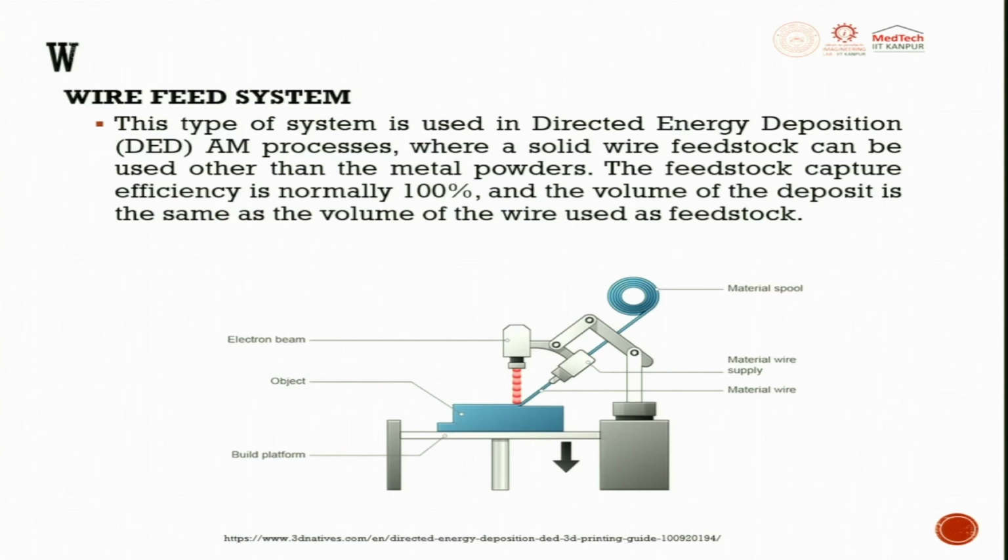Wire feed system: till now we were talking about powder, but today you are using wire. So, it is easy for you to transport the wire, melt and deposit. A wire feeding system is nothing but feeding a wire instead of a powder and using a laser for melting and adhering to form parts.